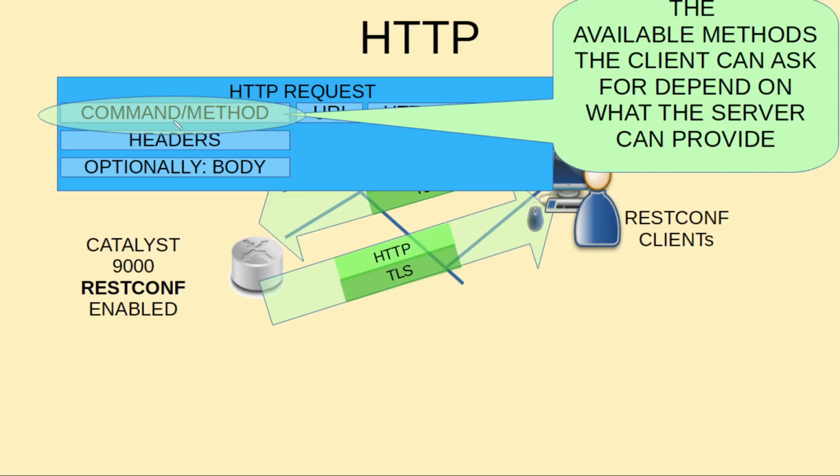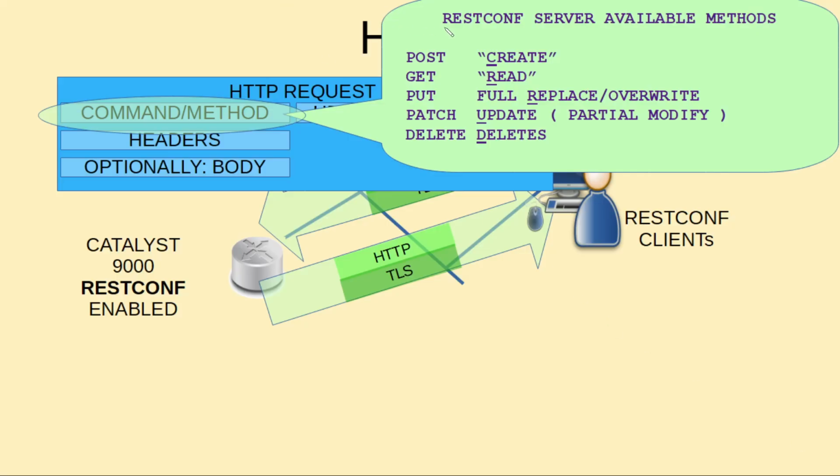First field, the method. The available methods that a client may use depend on the server. Remember that methods are given in uppercase. The methods that a RESTCONF server must make available to clients are POST to create, GET to read, PUT to replace, PATCH to update, and DELETE. This is why RESTCONF qualifies as a CRUD tool.